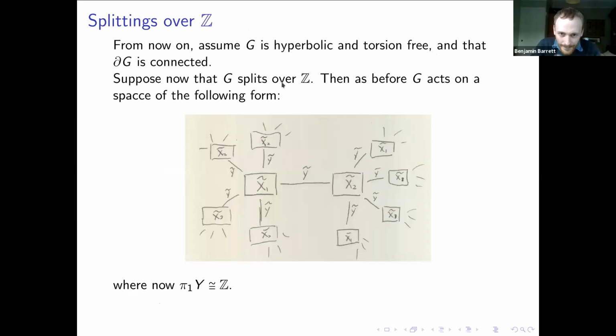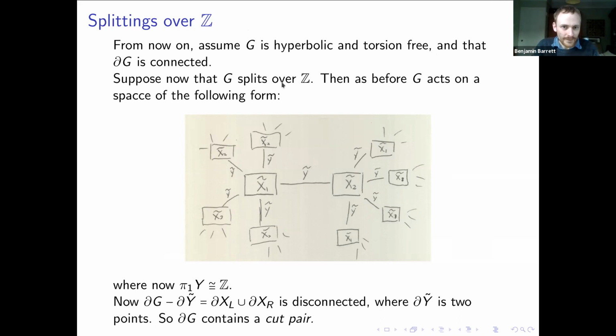Okay, so getting back to this. Now we're in the same sort of case, except now our edge groups have infinite cyclic fundamental group rather than finite fundamental group. But if we imagine removing the boundary of one of these edge groups, that will still disconnect the thing for the same reason. We'll get the boundary of the left part and the boundary of the right part. And now the boundary of one of these edge pieces is just 2 points. So what I hope I've sort of convinced you of is that the boundary of the original group was connected, but you can disconnect it just by removing 2 points.